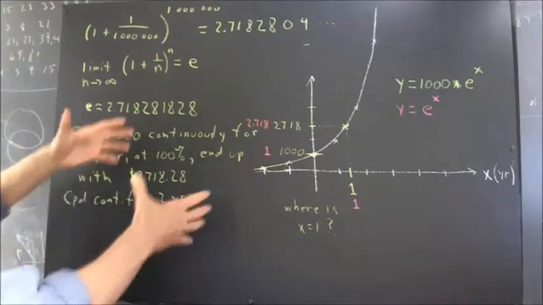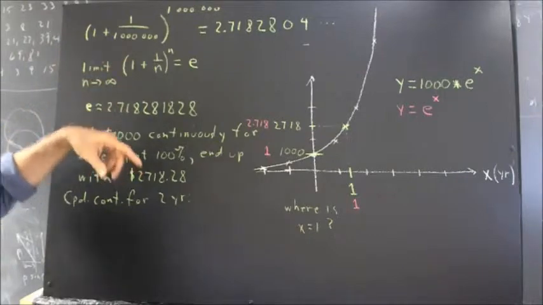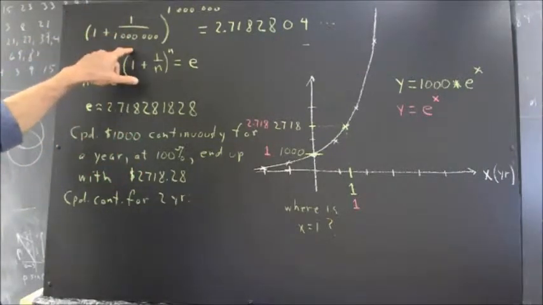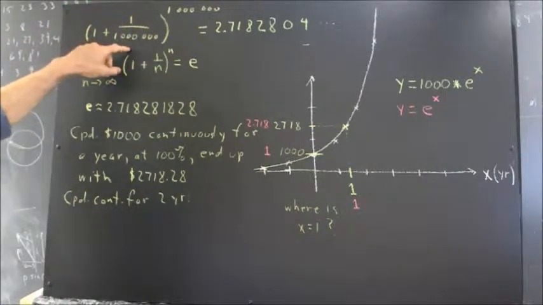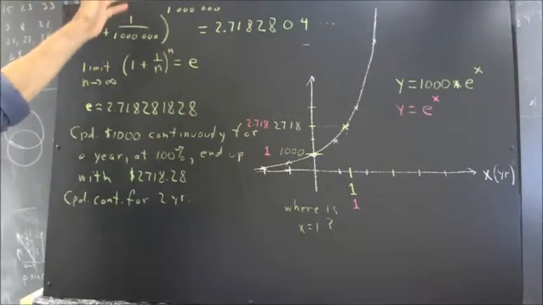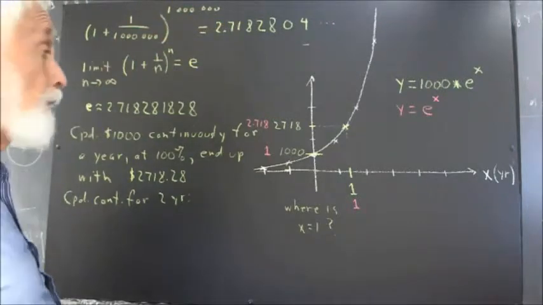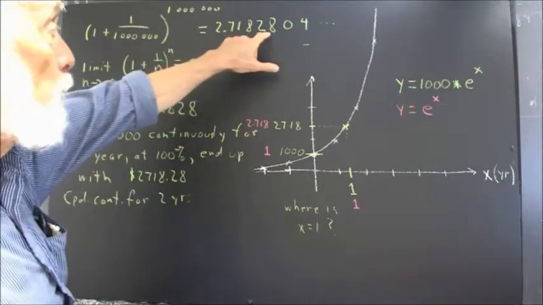Okay, hopefully you've done this with larger and larger numbers of compoundings. So here's the expression for 1,000,000 compoundings. If you compound 1,000,000 times, then you take your 100% and you divide it by 1,000,000. In decimal form, that's going to give you 1 over a million, 0.000001, raised to the 1,000,000th power. And I asked people to do that, and they got 2.7182804.